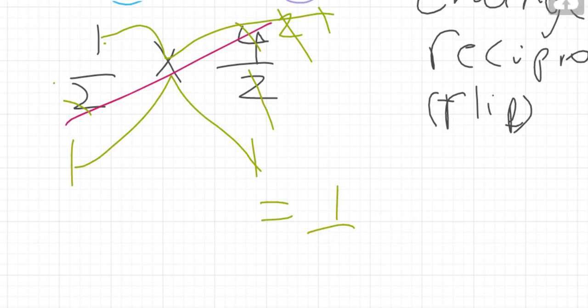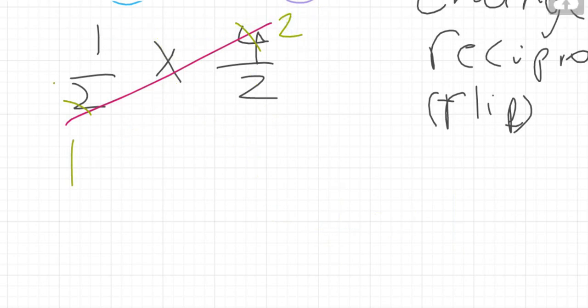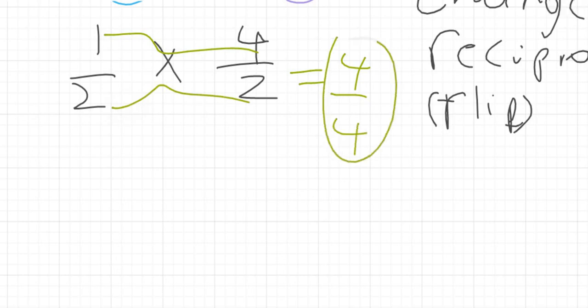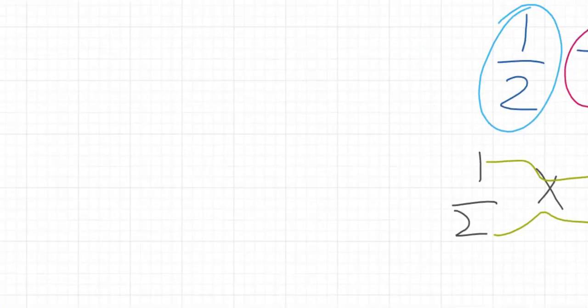We could actually solve it another way. We could just go across and multiply the numbers. We could just say 1 times 4 gives us 4. 2 times 2 gives us 4. And 4 divided by itself gives us 1. So there is more than one approach to solve these fractions.